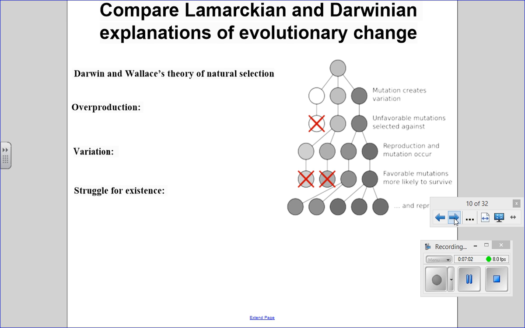So we're talking about the theory of natural selection. If you want to give this a title, that's what we're discussing, natural selection. In natural selection, there is not a human, let's say, making some sort of decision in terms of who is going to survive and who is going to reproduce. In the theory of natural selection, there are several points that help explain it. The first point is that of overproduction.